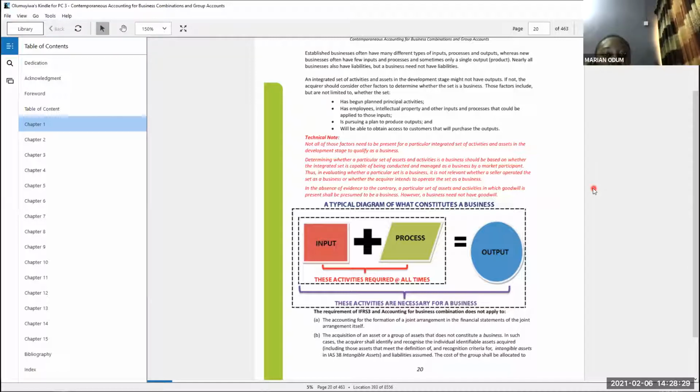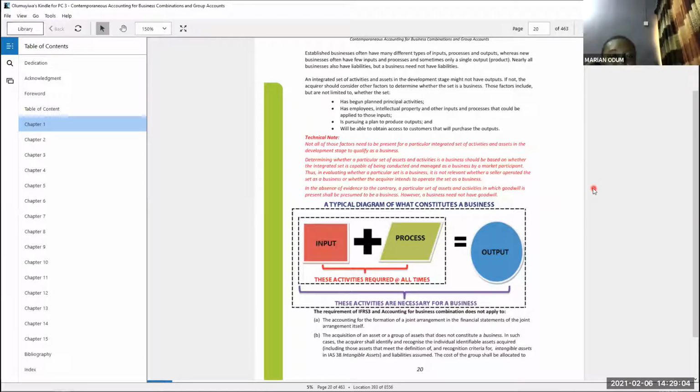Those factors include, but are not limited to, whether the set has begun planned principal activities, whether the set has employees, intellectual property, and other inputs and processes that could be applied to those inputs, and whether the set is pursuing a plan to produce outputs and will be able to obtain access to customers that will purchase the outputs. Technical note: not all of those factors need to be present for a particular integrated set of activities and assets in the development stage to qualify as a business.